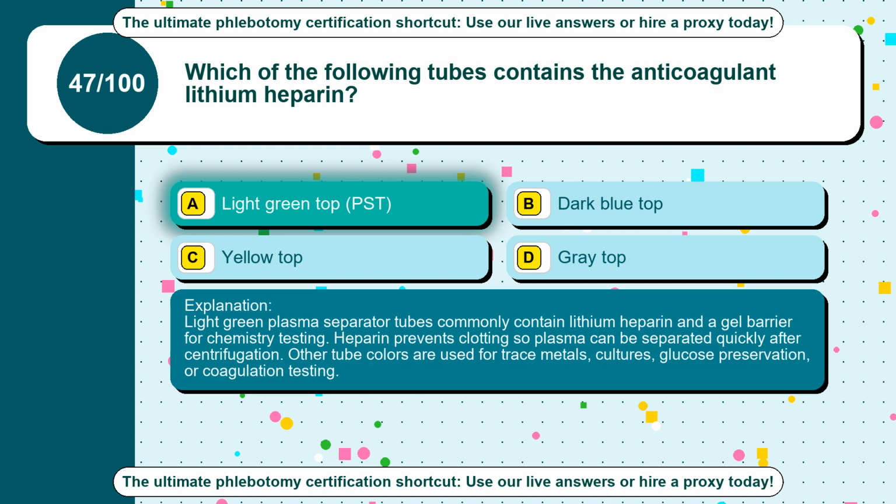Light green plasma separator tubes commonly contain lithium heparin and a gel barrier for chemistry testing. Heparin prevents clotting so plasma can be separated quickly after centrifugation. Other tube colors are used for trace metals, cultures, glucose preservation, or coagulation testing.